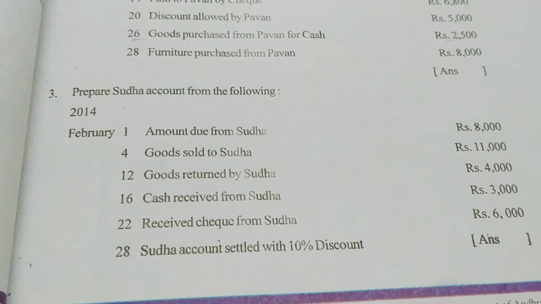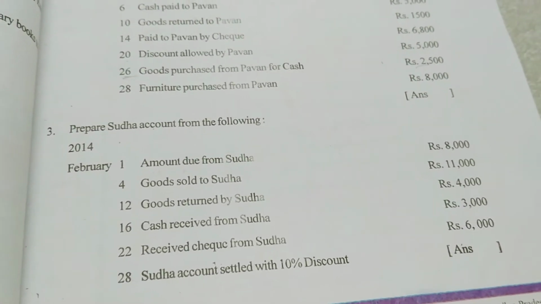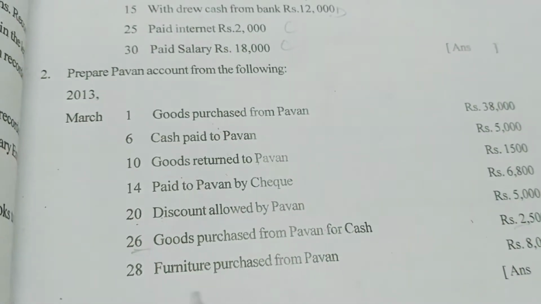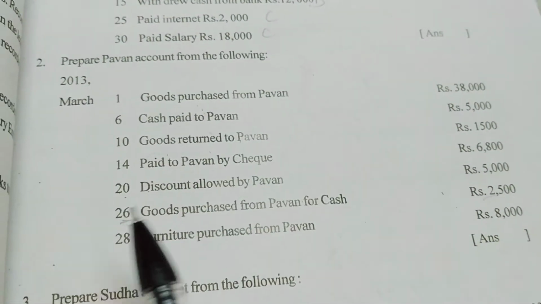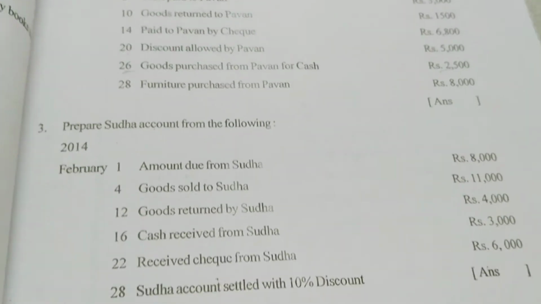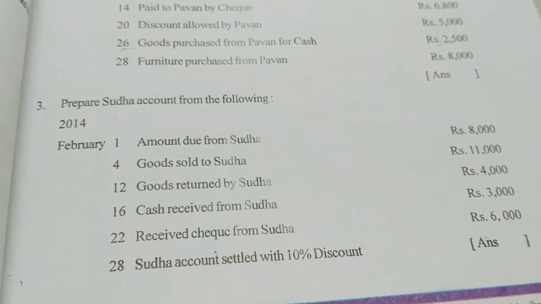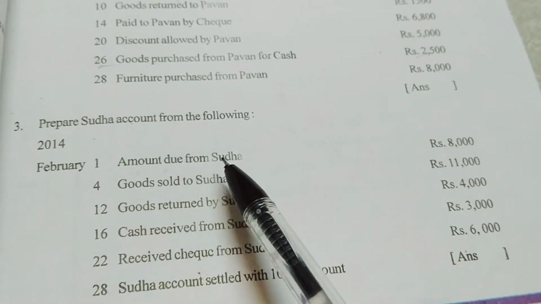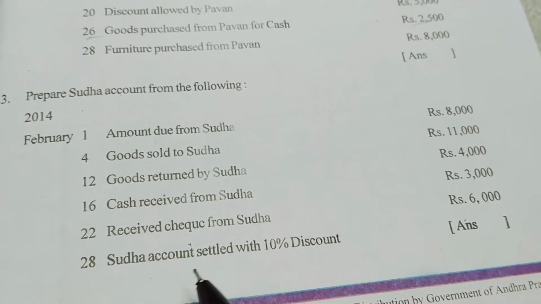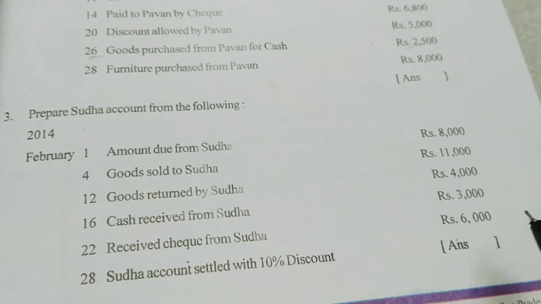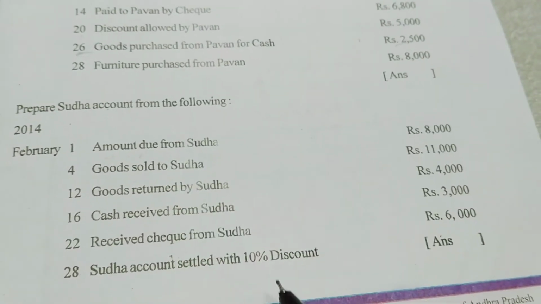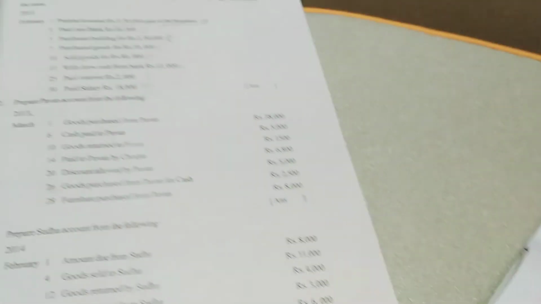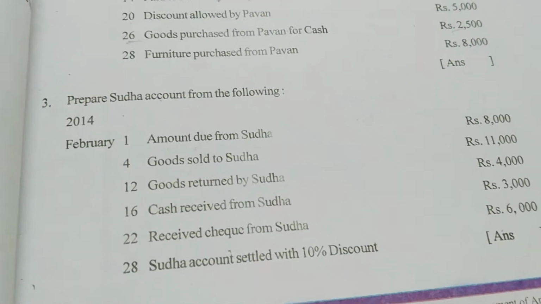Prepare Sudha account from the following. And yesterday you have learnt how to prepare the account of an individual when it is given like this, like we have done it for Pawan yesterday. Today we'll be seeing about an account which belongs to Sudha. What is the beauty of this account is you'll see something due from here and also the last statement. Sudha's account is settled with 10% discount. These are the two new terms which you will be learning how to give the accountant treatment. Otherwise everything is same what you have learnt till now.